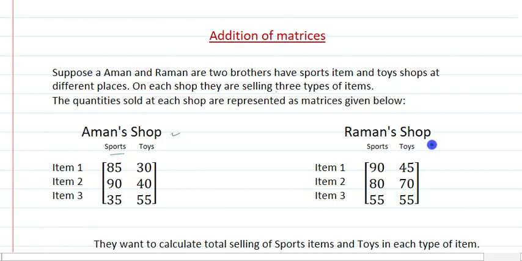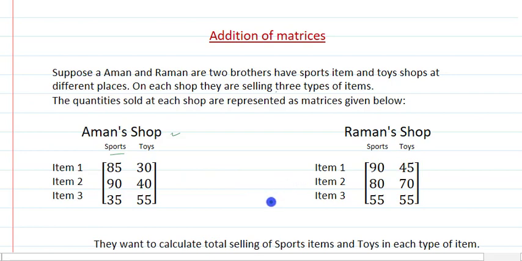At Raman's shop he sold sports items, item number 1, 90 items, 80 items of type 2 and 55 items of type 3. And in toys similarly he sold 45 items of type 1, 70 items of type 2 and 55 items of type 3. So this is the selling of the sports items and toys in 1 week.